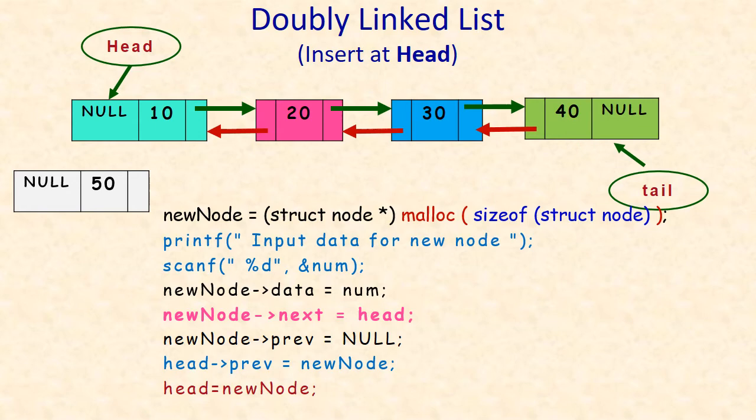Whenever I assign head to the new node next, this link will be established. The link between the new node and head is established. Okay, and I have to do this, that head previous must contain the new node address. So head previous is equal to new node, right? Then what should I do?